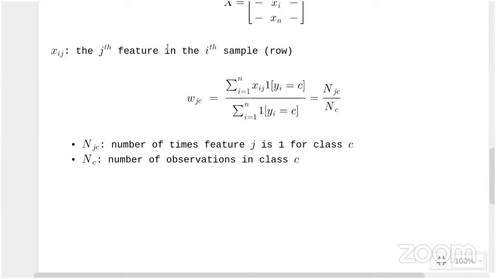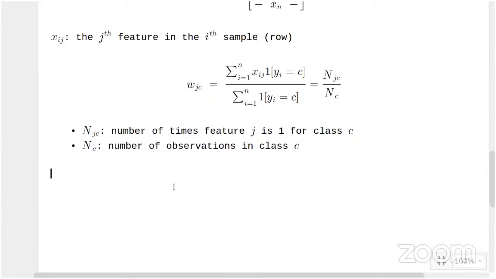So can we also interpret this as the probability of given class C, what is the probability of getting J? Given class C, what is the probability of getting J? What is the probability of seeing 1 in feature J? In J, yeah. Yeah, something like that. Yeah, you can. Okay. Sir, so this w_jc is giving us only one column of the weight vector, right?